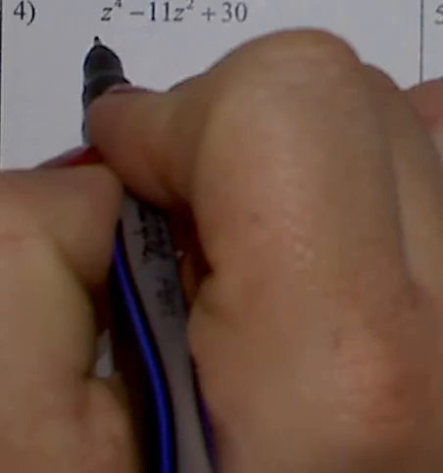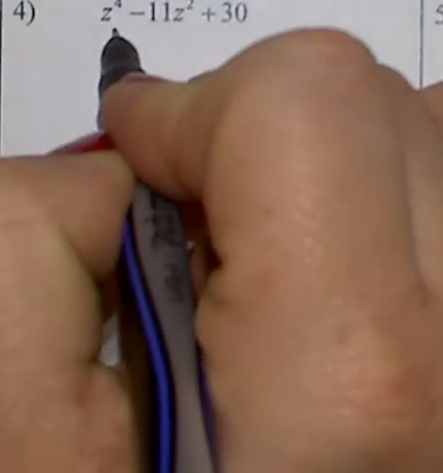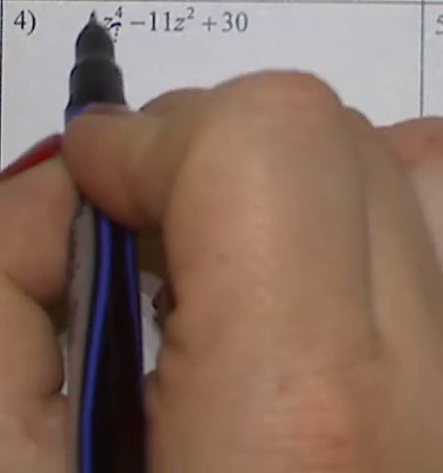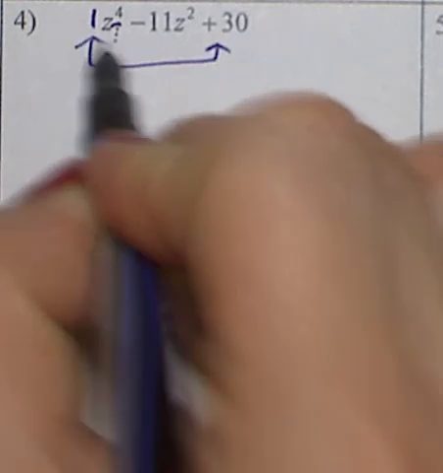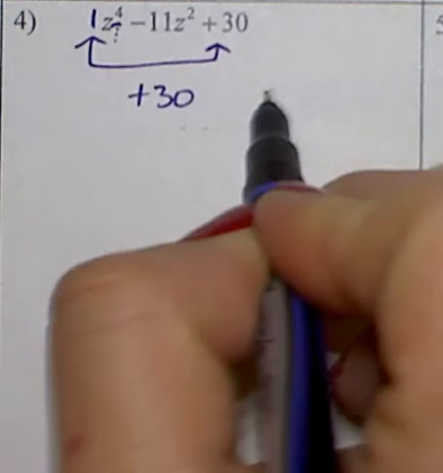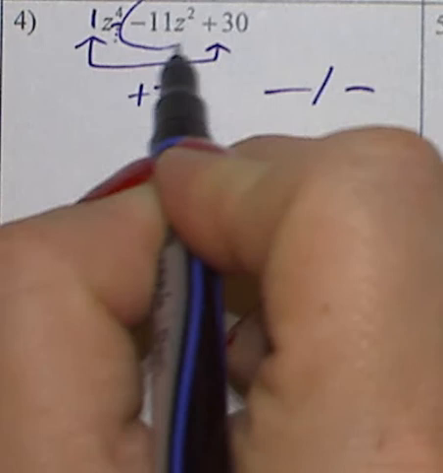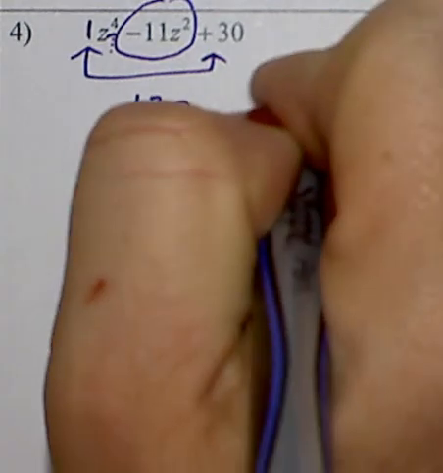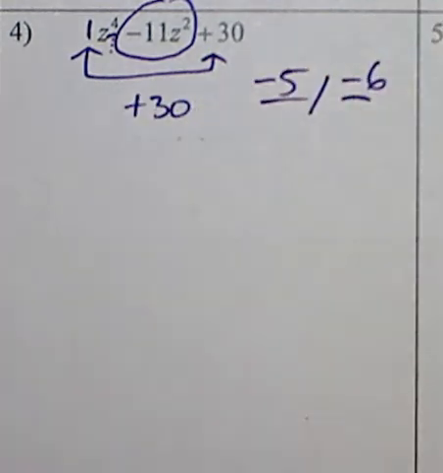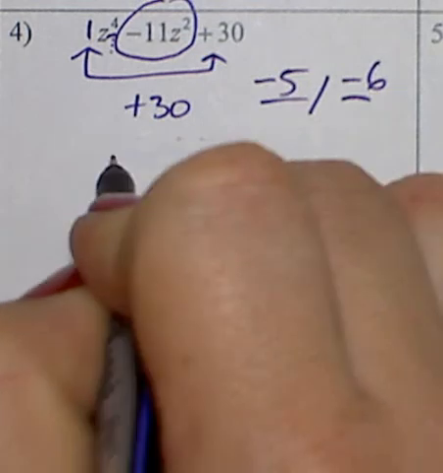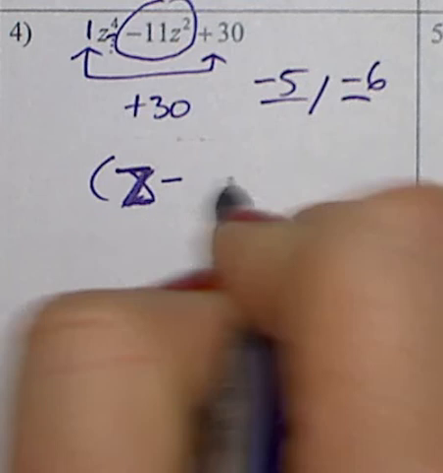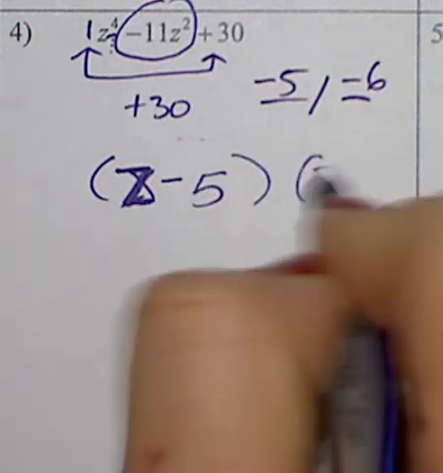Okay, so what's different about this is that we now have a 4 instead of a 2. So same concept. What multiplies to equal positive 30 and combines to give you a negative 11? That would be -5 and -6. So z minus 5 and z minus 6.